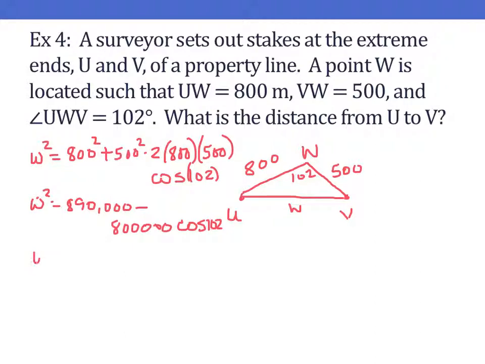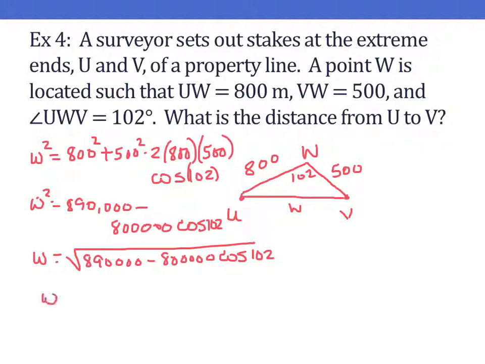At this point, I would put that entire thing under a square root. Cosine 102. And then I would find out what the length of side W is. And that gave me a length of 1027.8, and it has a unit, so you need to use the unit of meters. And that is the end of the lesson on the law of cosines.